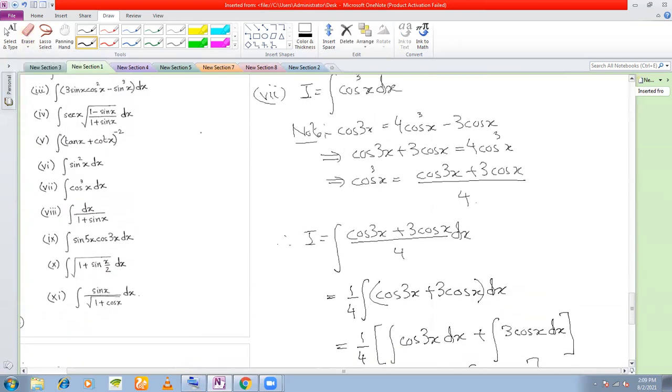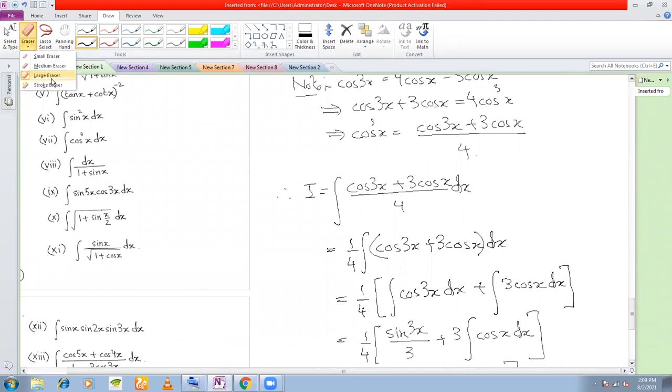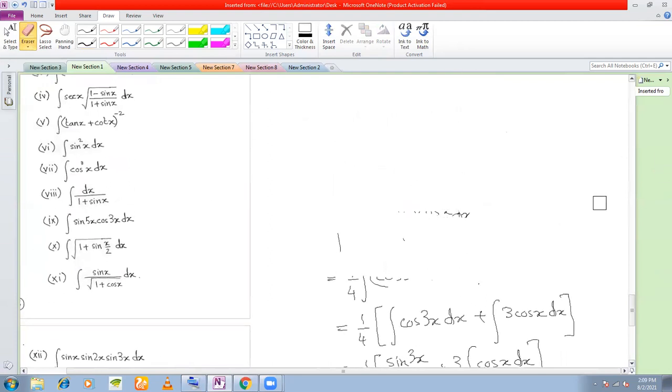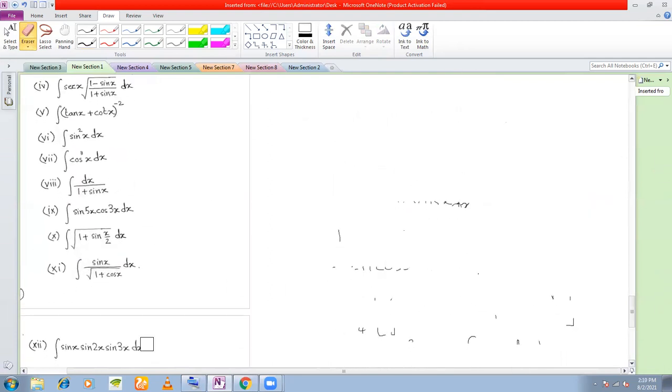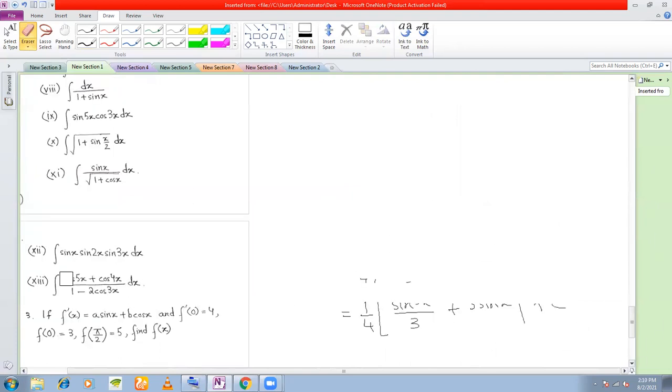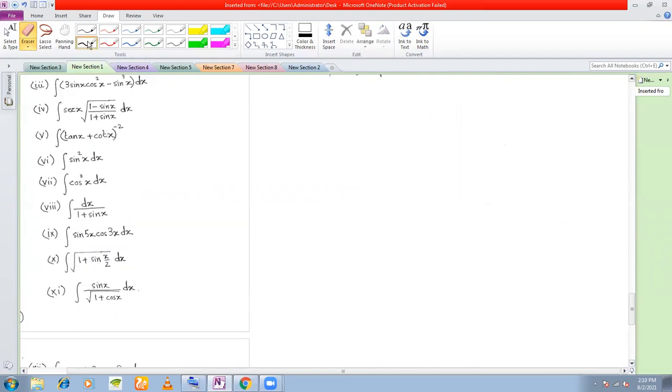Do we have time for one more? Perhaps. Let's start. We will be able to finish, I think. Number 8. I is equal to integral dx by 1 plus sine x.